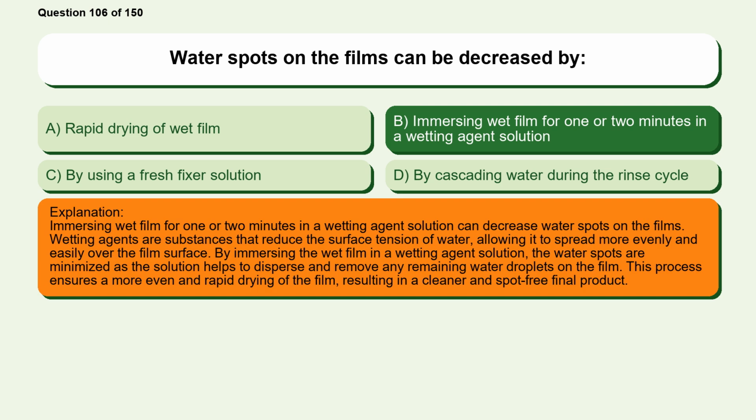Immersing wet film for 1 or 2 minutes in a wetting agent solution can decrease water spots on the films. Wetting agents are substances that reduce the surface tension of water, allowing it to spread more evenly and easily over the film surface. By immersing the wet film in a wetting agent solution, the water spots are minimized as the solution helps to disperse and remove any remaining water droplets on the film. This process ensures a more even and rapid drying of the film, resulting in a cleaner and spot-free final product.